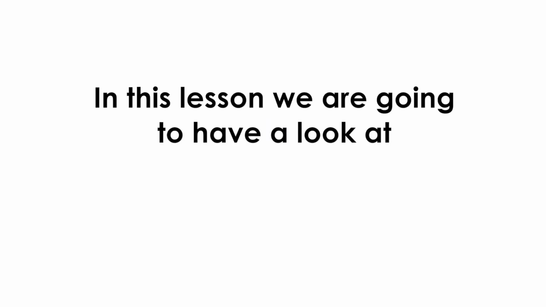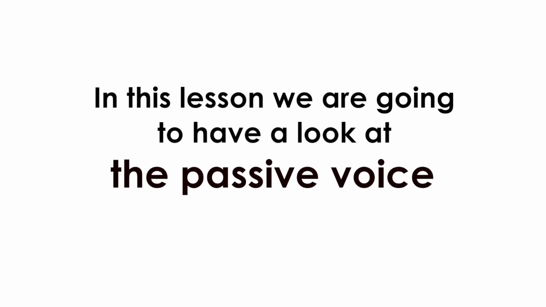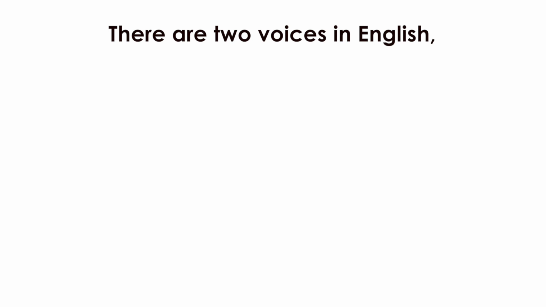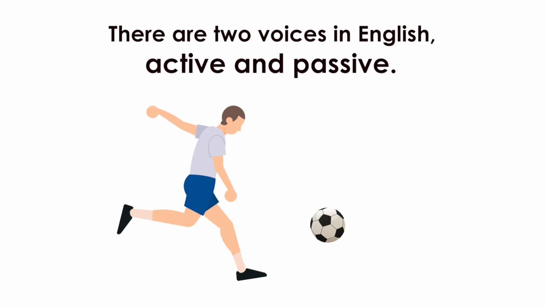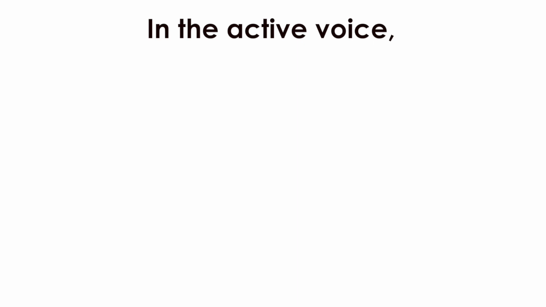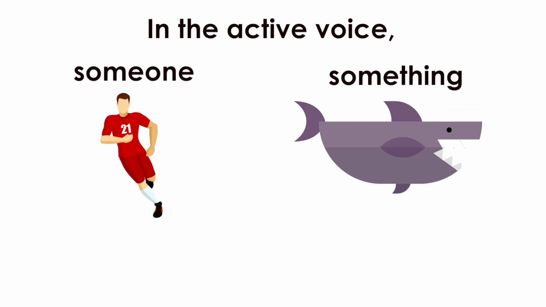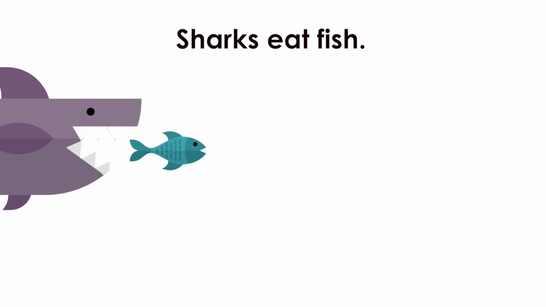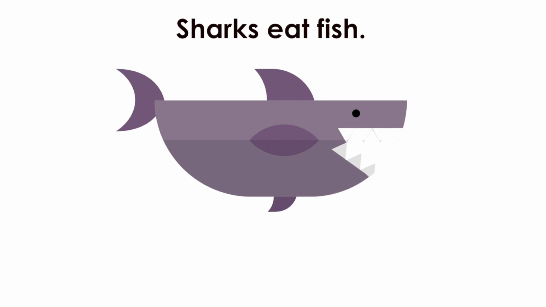In this lesson, we are going to have a look at the passive voice. There are two voices in English, active and passive. In the active voice, someone or something, which we call the agent, does the action. For example, sharks eat fish.